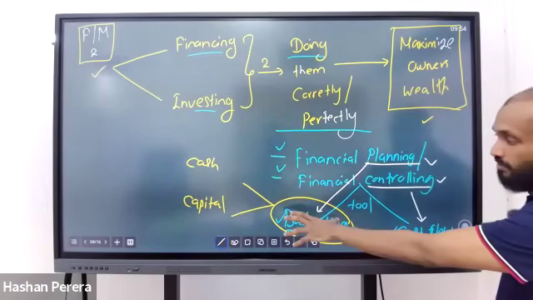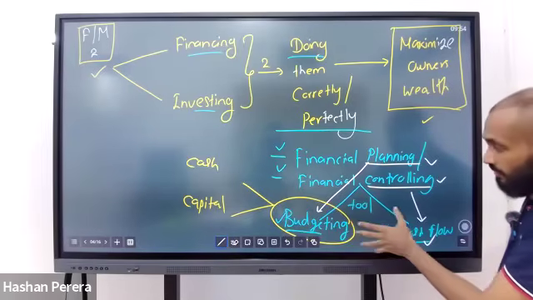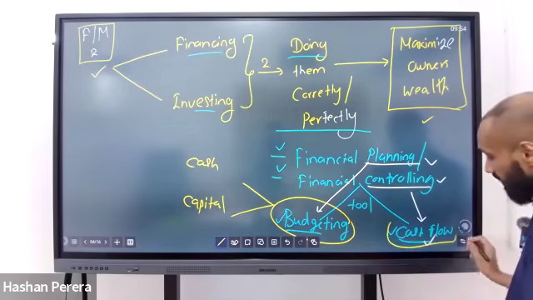Right. So the budgeting part is over, but there are two instruments we want to discuss. The other one is what? Cash flow.